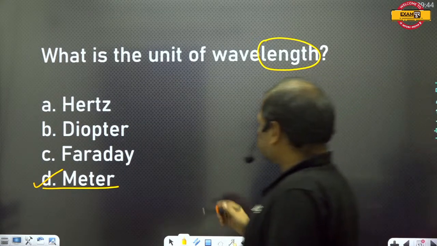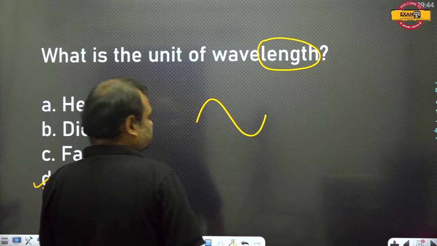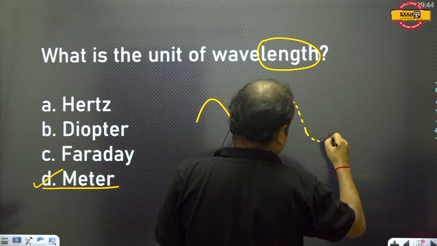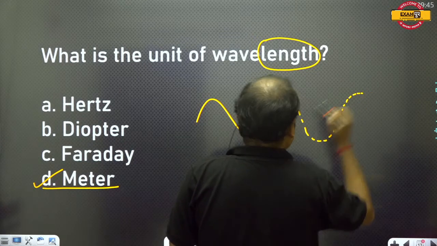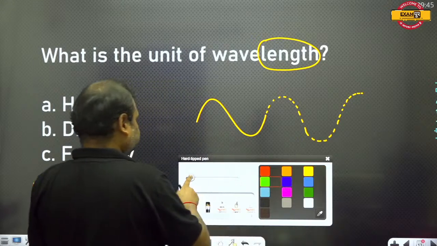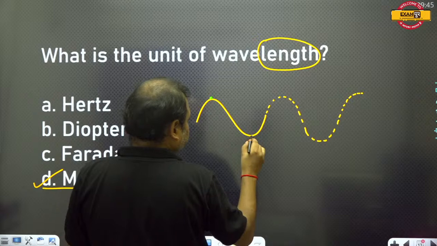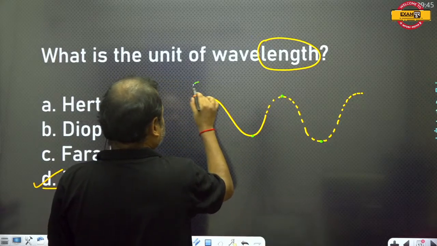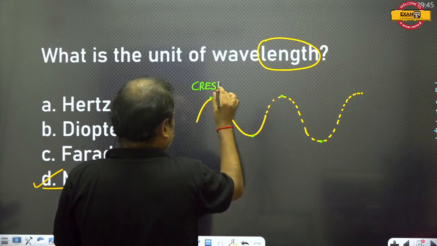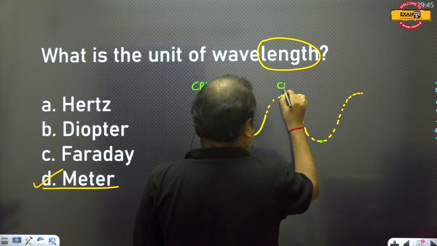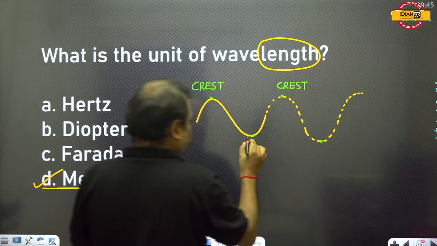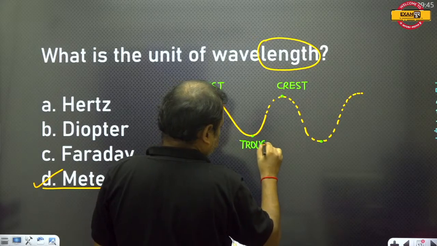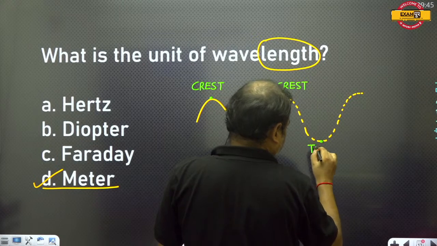What is wavelength actually? Suppose that this is a complete wave. This is one wave, and the wave repeats itself like this. This point is known as crest. And this deepmost point is known as trough, T-R-O-U-G-H.